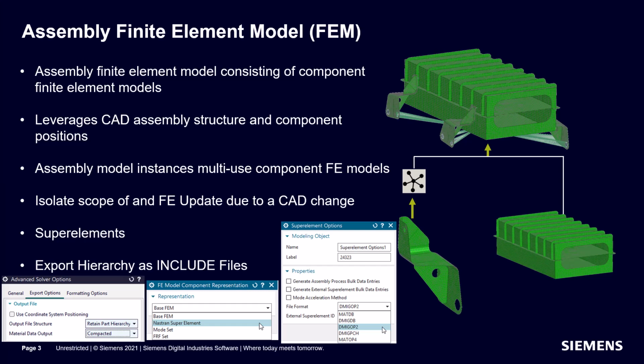An assembly FEM can't create a congruent mesh across components to model connections. It's limited to 1D connections or glue to connect component parts. For a demonstration on how to create an assembly FEM, please see the FADEC video in the link below.